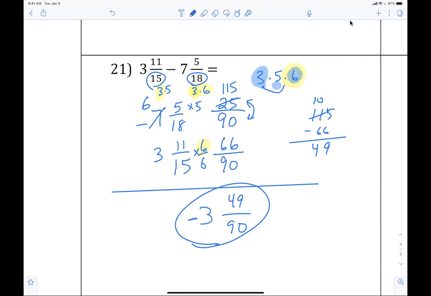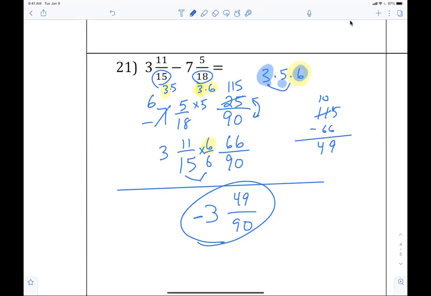Why would you times the 11 by 6 and not by 5? Because 15 times 6 is 90. 15 times 5 is 75. Okay. You with me on that? Yeah. All right.